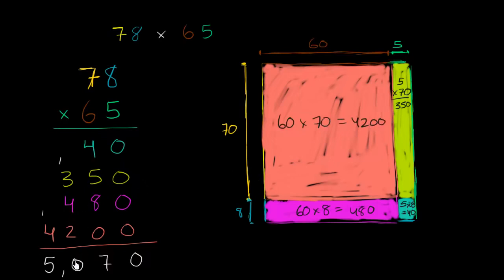And then when we added everything up to get 5,070, we were essentially just adding up the areas of each of these tiles. This big one is 4,200. That makes up most of the area. Then we get 480 from this magenta one, then 350 from this kind of greenish yellow one, and then 40 from this greenish blue one to get 5,070. So the area of this entire thing is 5,070 square units.